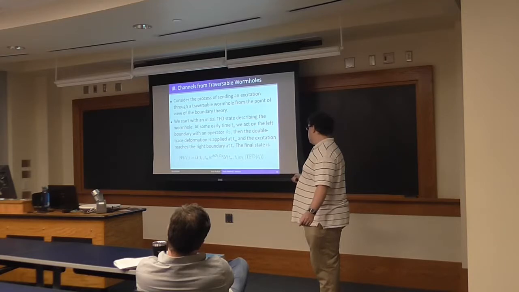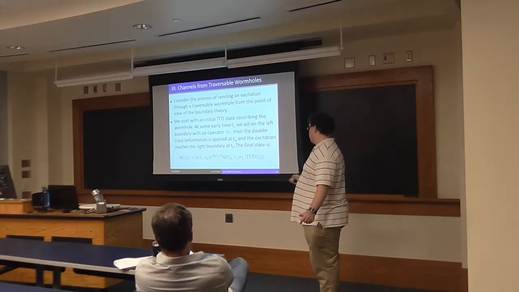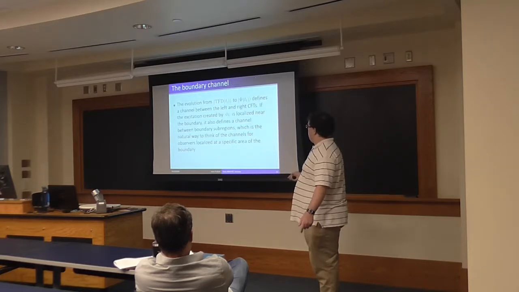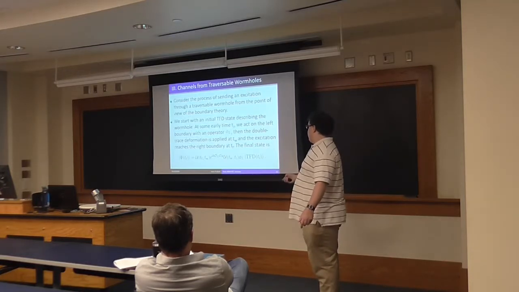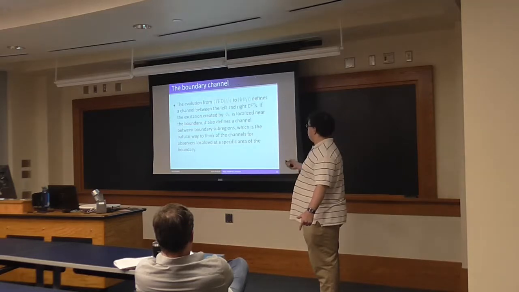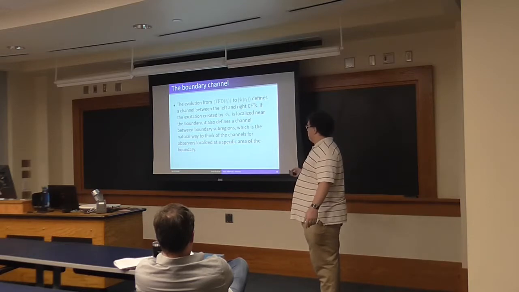So the final state here is just the composite of all these things. I've applied an excitation, I have a unitary time evolution up to the time I do the deformation, I do the deformation, and then I do some more unitary time evolution. All right, so now there is a map between an initial state and a final state, or in particular, a map between an excited initial state and a final state. So this defines a channel between the left CFT where I applied the excitation and the right CFT where I'm going to look for the excitation.